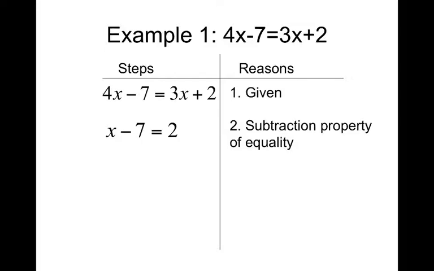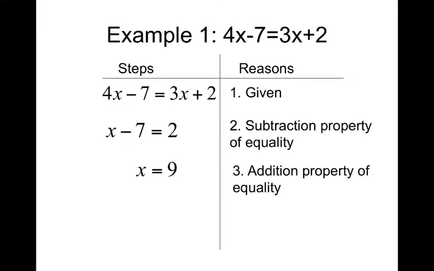All right. Now, the next step I need to do is add 7 to both sides. So that's going to give me x equals 9. I added the same amount, so that's the addition property of equality. All right, and we're done. We got x equals 9. So that is our proof for that problem.